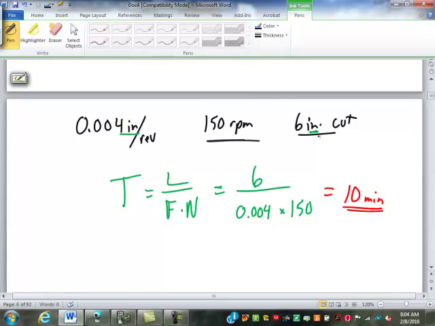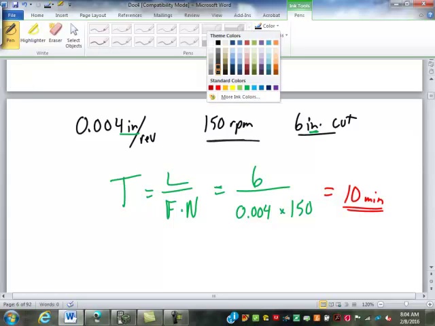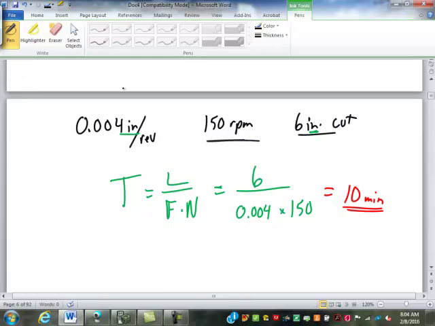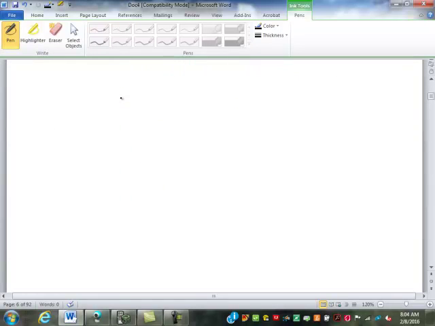150 RPM is a pretty slow turn, well, depending on the tool. That's assuming that's probably a pretty hard material we're dealing with there.